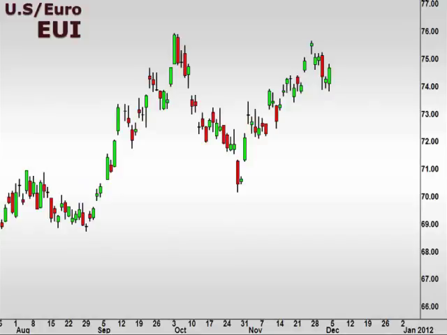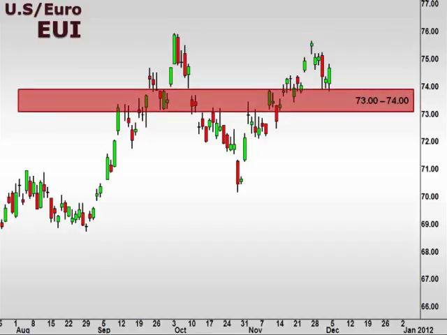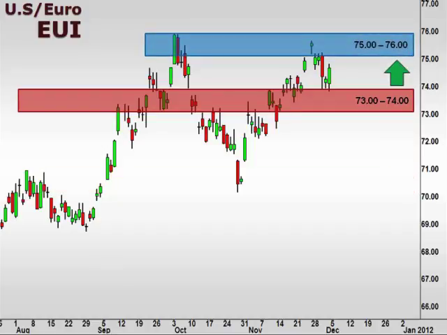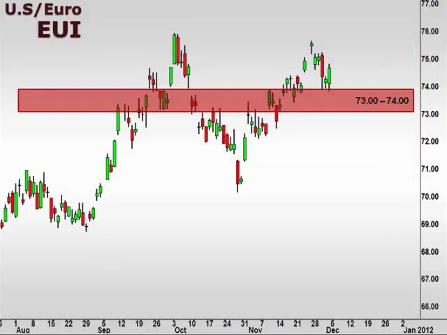Let's take a look at the US dollar versus the euro as seen here in the ISE FX Options pair value EUI. Well, the EUI pulled back to test 74 and reversed at the end of last week. However, we may see a pullback deeper into the 73-74 support zone. Now, failure to hold 73 opens the window for a much deeper sell-off, with the 70-71 focal zone as the next logical support level. 75-76 remains a key overhead resistance.